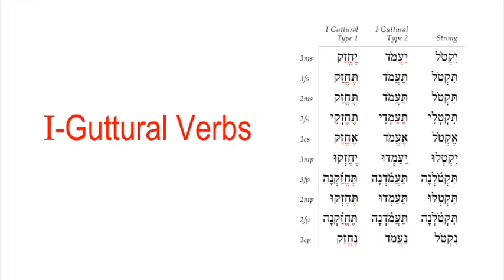Let's look at the paradigms together on your screen. You will see presented together the one guttural type 1 and the one guttural type 2. You will see that in each category, they follow the pattern presented in the previous slide. That is, in the one guttural type 1, you will see the segol vowel as the preformative vowel, the hatef segol under the first root letter, and the pathach stem vowel throughout where it does not reduce. Likewise, in the one guttural type 2 category, you have the pathach preformative vowel, the hatef pathach under the first root letter, and the holem stem vowel.